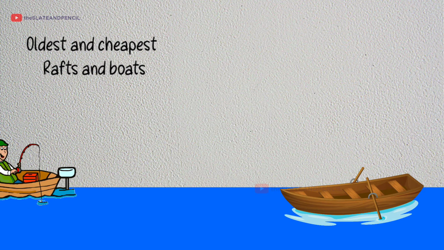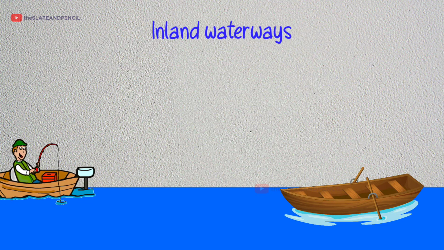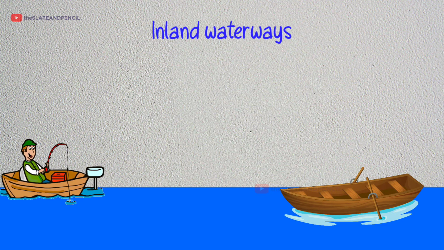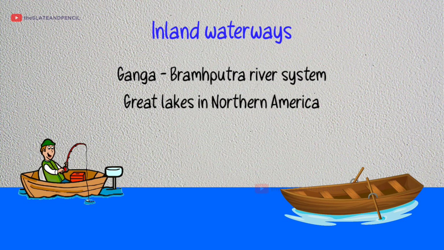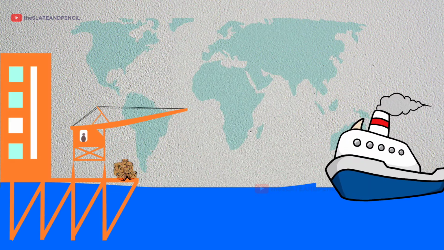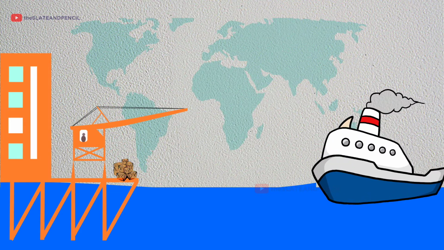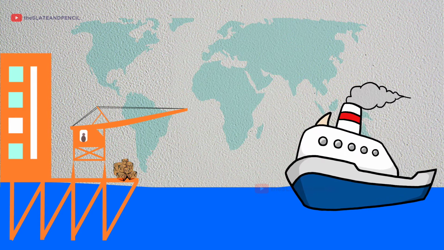There are mainly 2 types of waterways: inland waterways and sea routes. Some important inland river systems are the Ganga-Brahmaputra river system, the Great Lakes in North America and the Nile in Africa. Nowadays, large ships carry heavy goods from one continent to another, and these require ports.